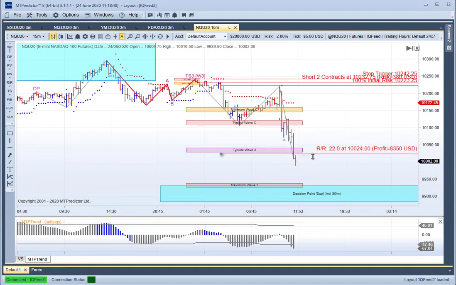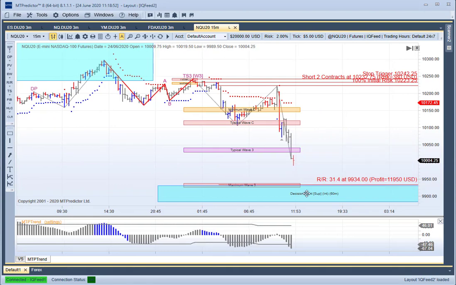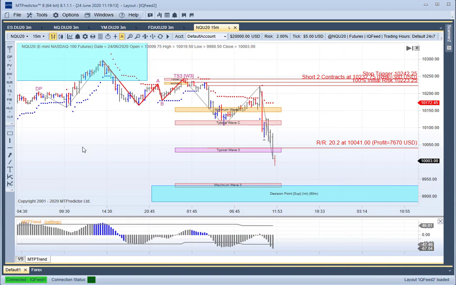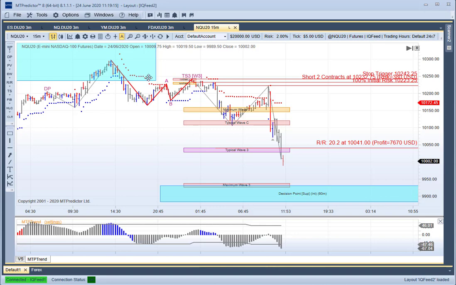So if you're a more aggressive trader, you may want to try and run this down into the higher time frame support zone. You can see it hasn't got there yet. If it did, then the profit would be approximately 30 times the initial risk, an absolutely massive trade. If you're more conservative, you'd want to come out at your normal Wave 3 target, which is the typical Wave 3 WPT, and that would be a lovely profit of 20 times the initial risk. So either way, a very good trade and a good example of our W3 trade setup.